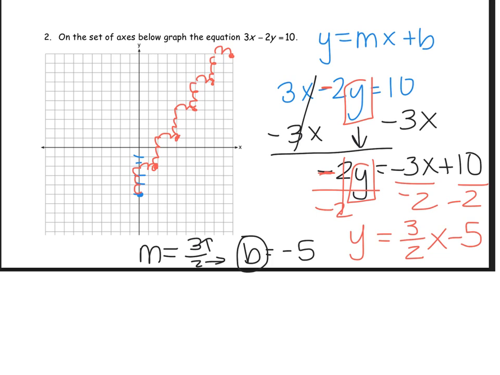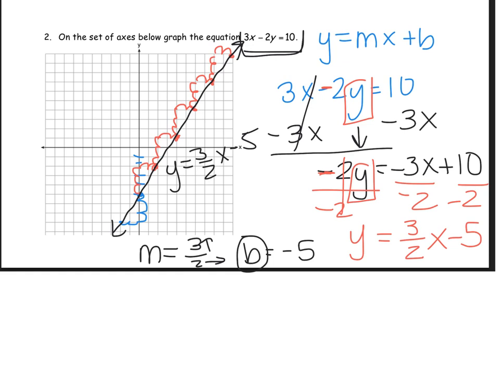Now, if I want to go to the other side of the y-intercept, I'm going to do the opposite. I'm going to go down 3 to the left 2. And now I'm out of room. So let's connect all of those points. And we're going to label our line: y is equal to 3 halves x minus 5. You could also label it with the original equation there.